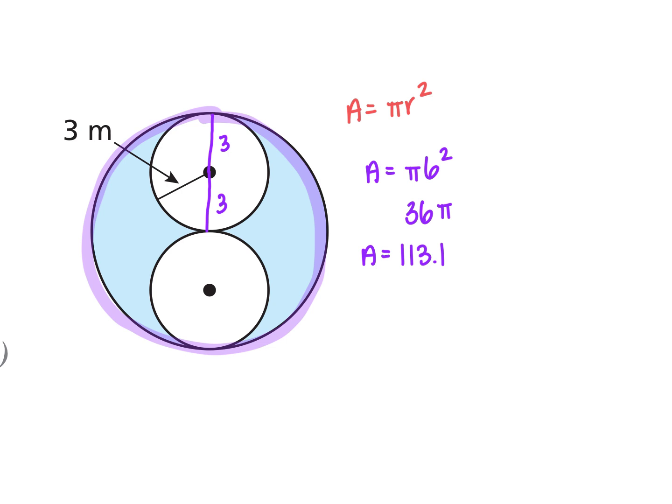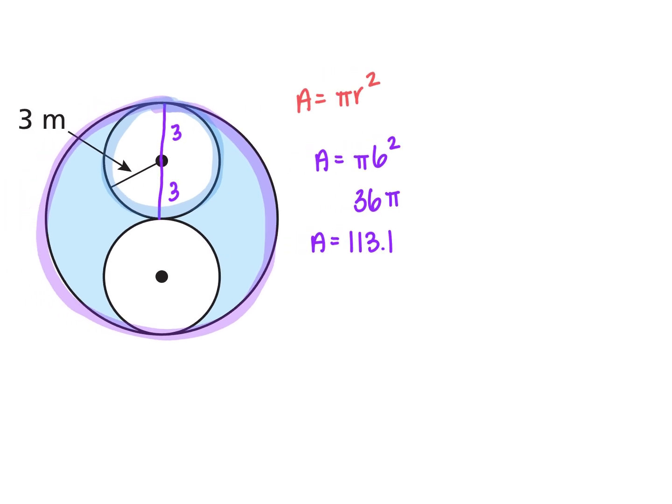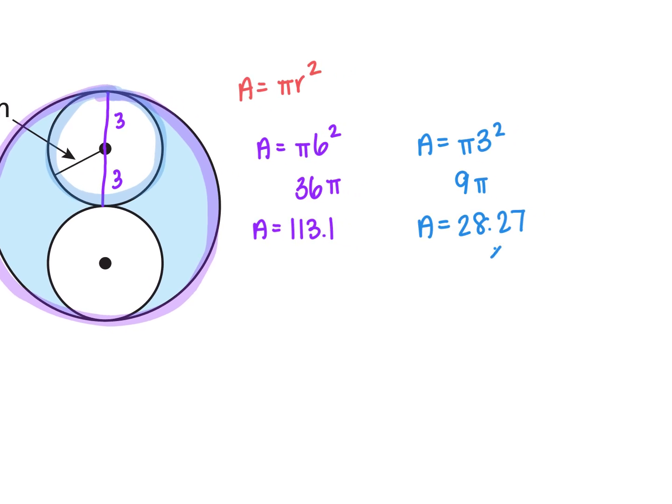All right, now I'm going to go ahead and find the area of my little circle. Okay, so I'm going to go ahead and highlight my little circle. Keep in mind there are 2 little circles, so I'm going to end up doubling my area in the end. So area of my little circle is going to be pi times my radius squared. I'm going to get 9 pi, and my area is going to equal 28.27. And don't forget I have 2, so I'm going to multiply it times 2. I'm going to end up with 56.54.